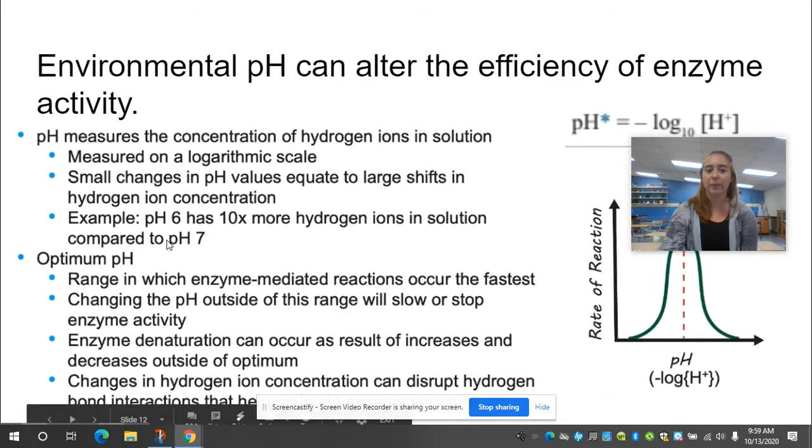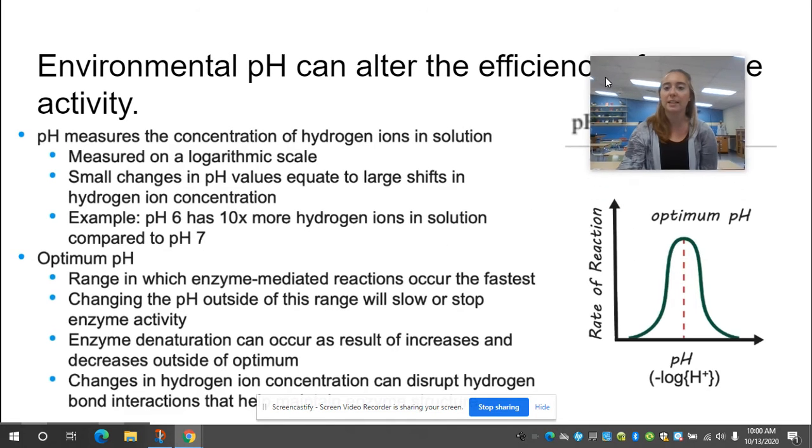When you look at this here, we see that the pH is going to measure the concentration of hydrogen ions. And I just talked about that there. And it's a logarithmic scale, which means that a pH of 6 is going to have 10 times more hydrogen ions in solution compared to a pH of 7.